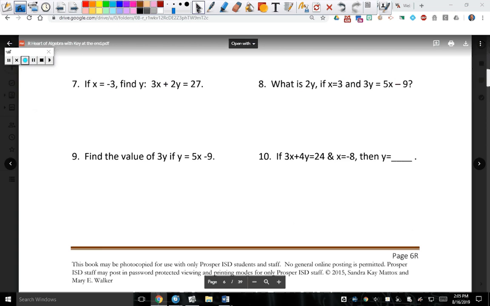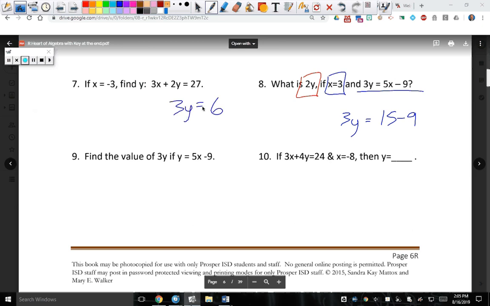Let's go ahead and do, let's say, what is 2y if x equals 3 and all of this? This one's pretty basic. All we're going to do is plug in x is 3. So we get 15 minus 9. And 15 minus 9 is what, guys? 6.